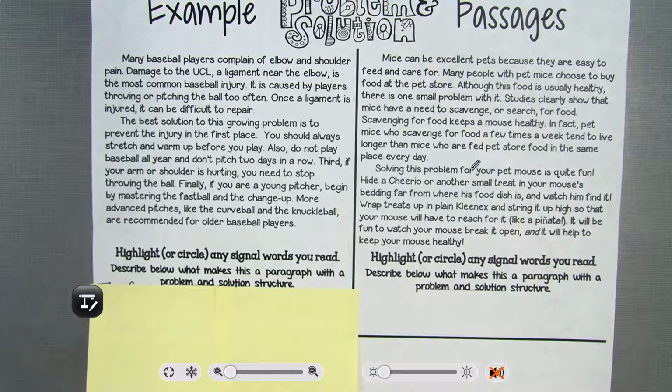So many baseball players complain of elbow and shoulder pain. Damage to the UCL, a ligament near the elbow, is the most common baseball injury. It is caused by players throwing or pitching the ball too often. Once a ligament is injured, it can be difficult to repair. The best solution for this growing problem is to prevent the injury in the first place.